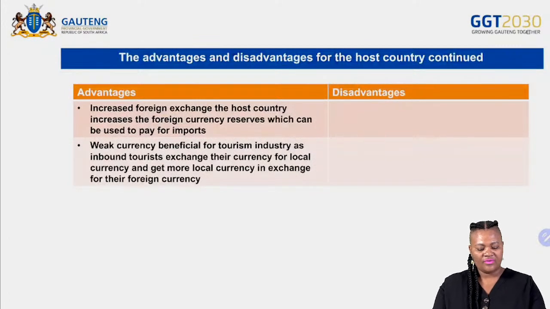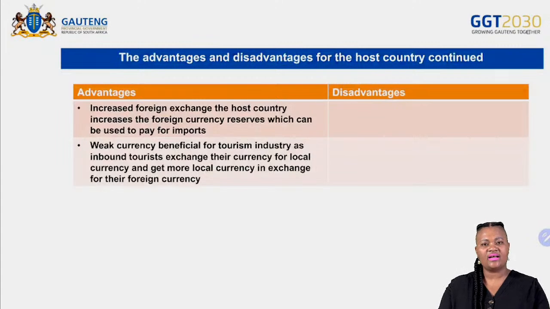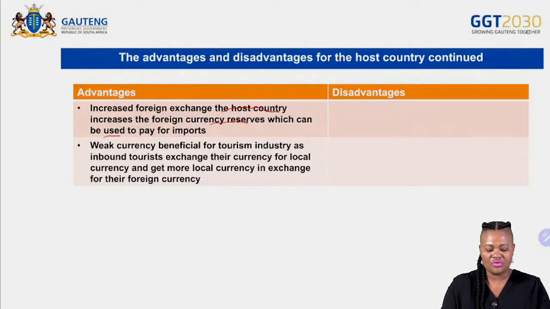And then also part of the advantages, as we can see, the advantages of hosting global events outweigh the disadvantages. So there are many benefits to hosting global events. Increased foreign exchange: the host country increases the foreign exchange reserves, which can be used to pay for imports, and a weak currency during hosting of a global event benefits the tourism industry, as inbound tourists exchange their currency for local currency and get more local currency in exchange for their foreign currency.